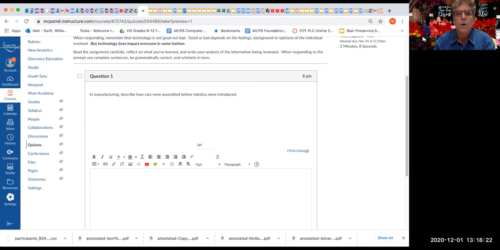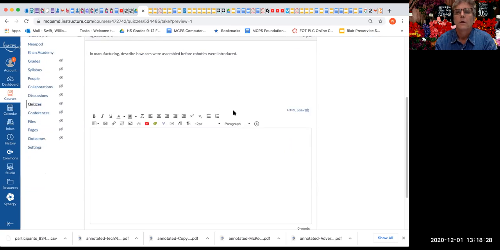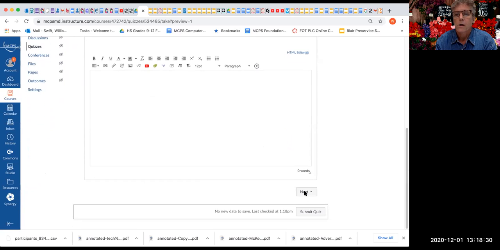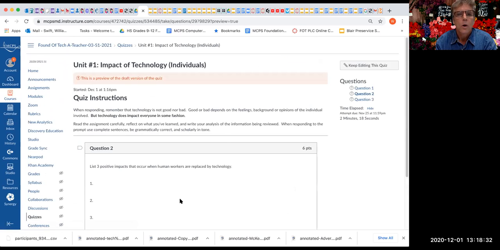Okay, so robotics and mechanization being introduced to cars, we're going to ask, what were 3 positive impacts of human workers, where human workers are replaced by technology?